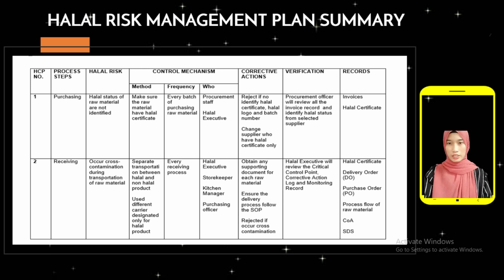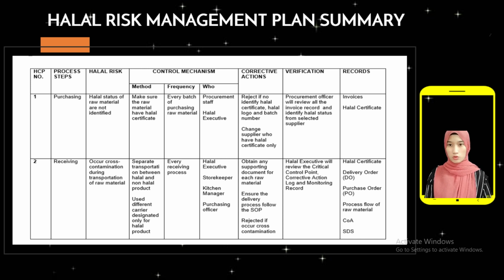Okay, next, HCP number 2 is receiving. For the halal risk, during the transportation cross-contamination of the raw material might occur. For the mechanism, the method, we will separate the transportation between halal and non-halal product. Also, we will use different carriers designated only for halal product. For the frequency, we will check every receiving process. The person in charge is the halal executive, storekeeper, kitchen manager, and also the purchasing officer.